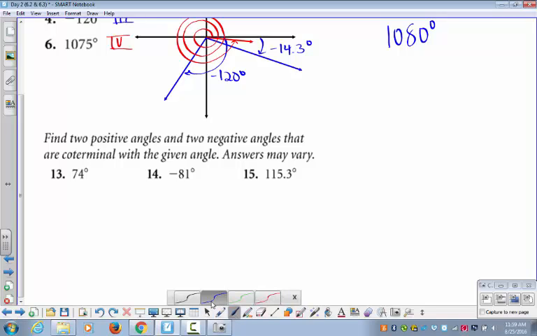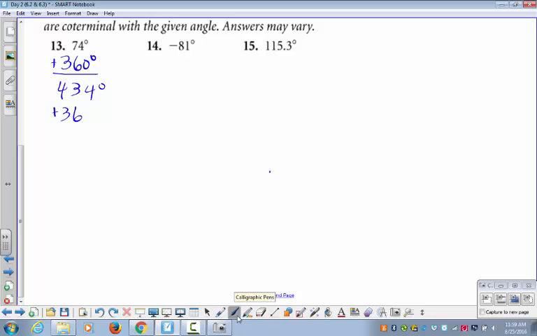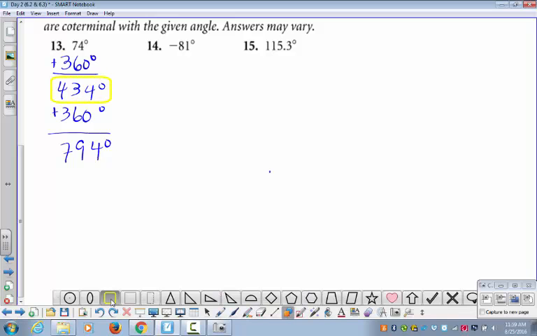So if we do it systematically, the next positive coterminal angle would be 74 plus 360. That would be the next consecutive positive angle for rotating counterclockwise. And then similarly, the next one after that, we would add 360 again. And we would get 794. So those two angles are positive coterminal angles.